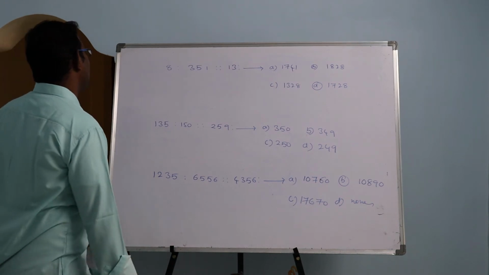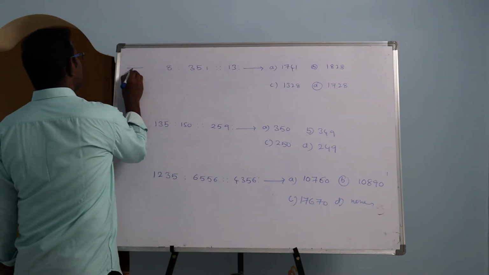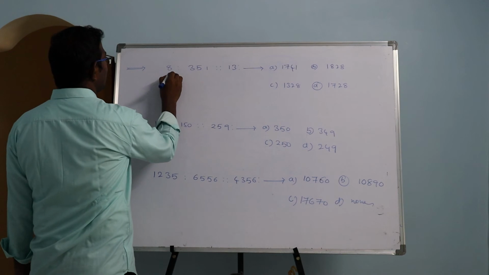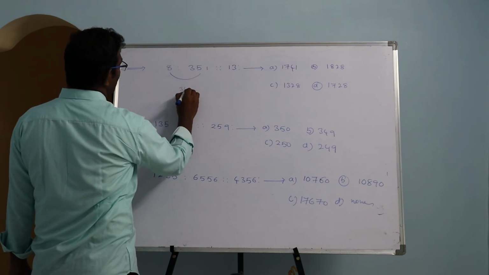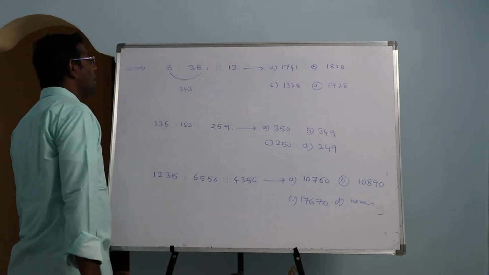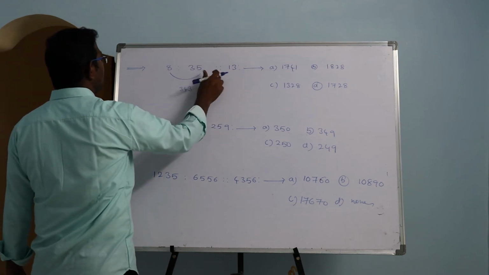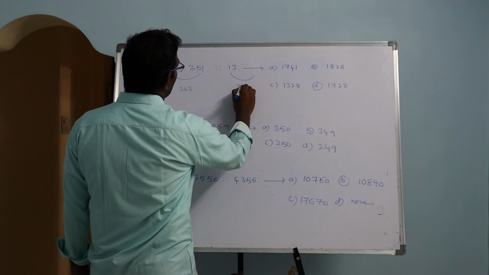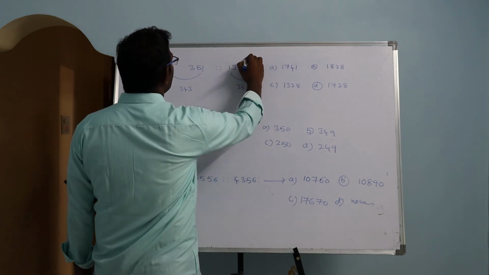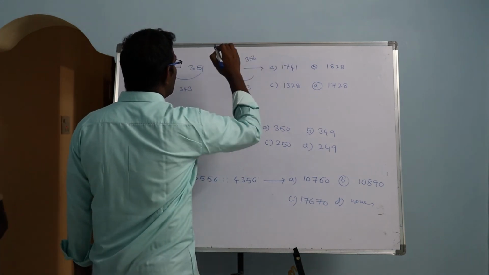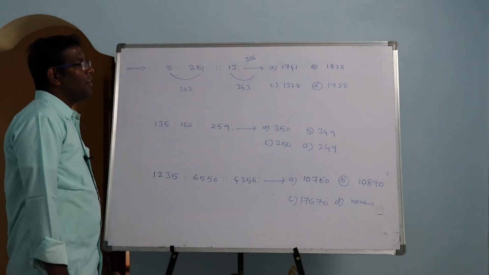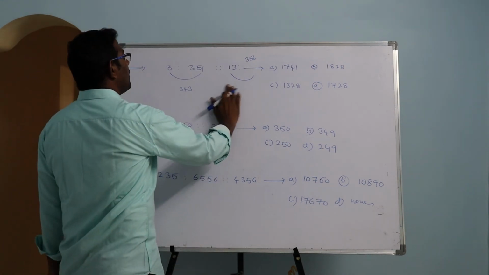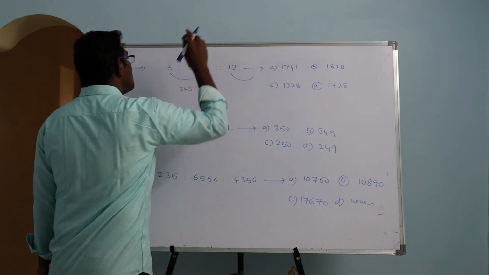You can identify that 8 belongs to 351 because it is increasing by 343. How much is increasing? 343 is the increase. In the same way 343 increases here also, so our answer goes to 356. Is 356 there in the options? No, there is no 356.